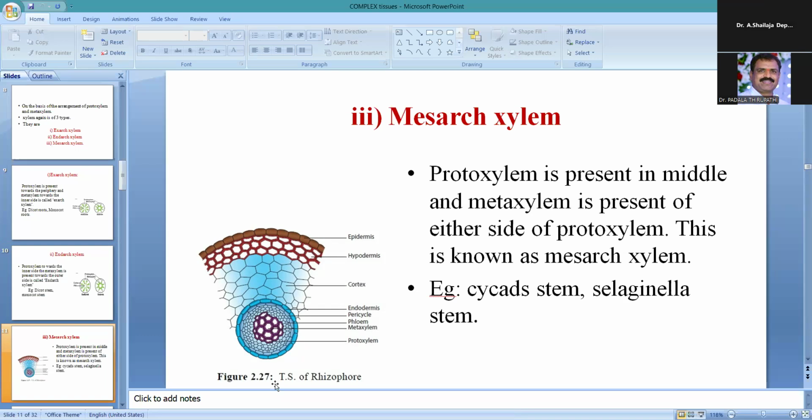Okay, see here. Below the endodermis the pericycle is there, and the phloem, metaxylem, protoxylem. In this, protoxylem is in the center and metaxylem is present on either side of the protoxylem. Metaxylem is present on both sides of the protoxylem. That is called mesarch xylem. Example, cycad stem and selaginella stem. These are the xylem examples.